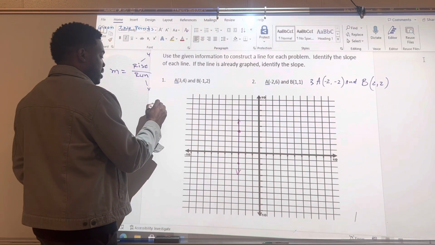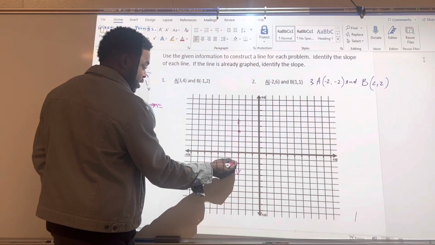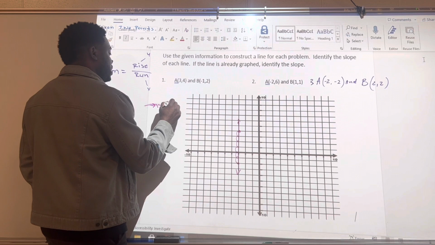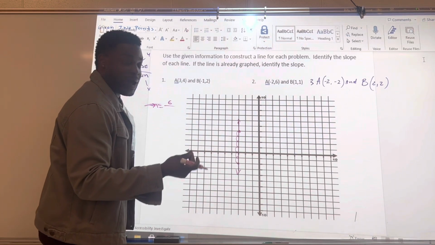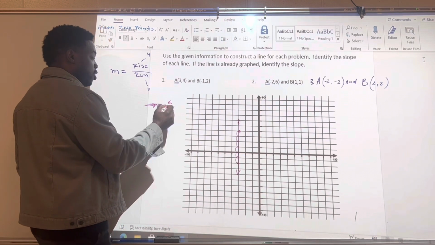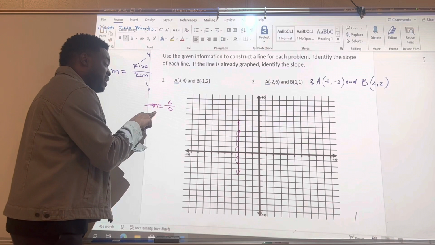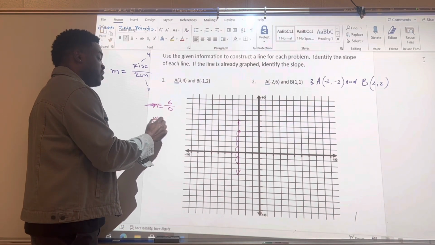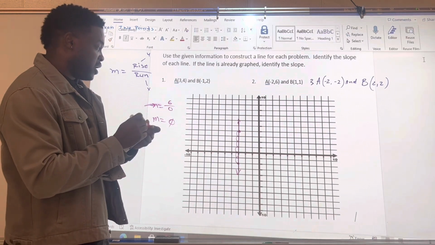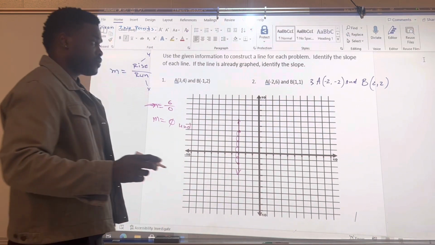So my m would be, that would be my rise. It would be 1, 2, 3, 4, 5, 6. It's 6. Where's my run? I do not have a run. If I do not have a run, the run is automatically 0. Anything over 0 is going to be undefined, so we can go ahead and write down undefined here.